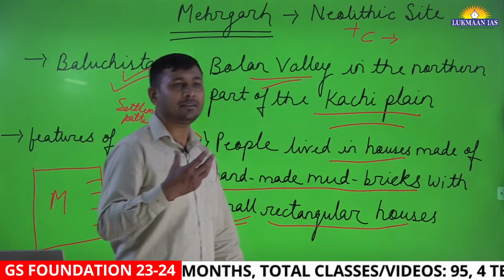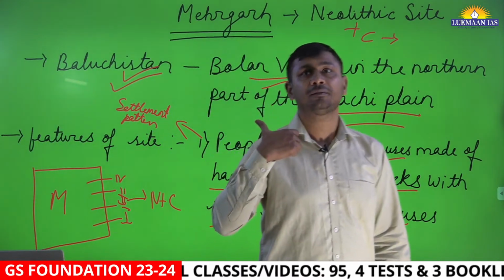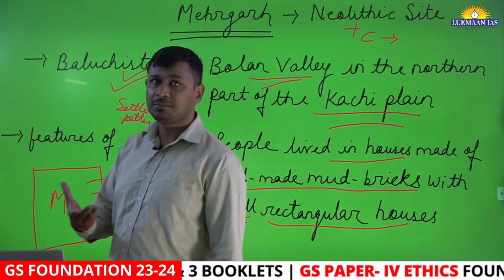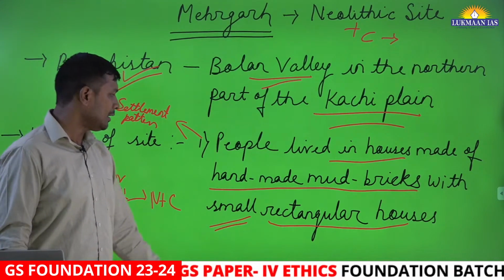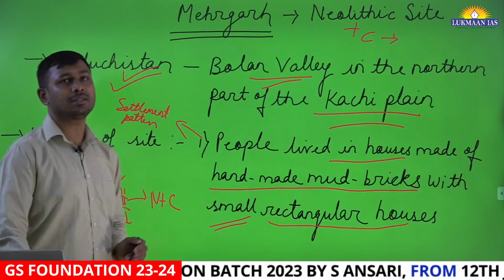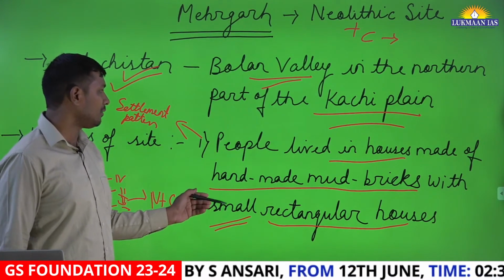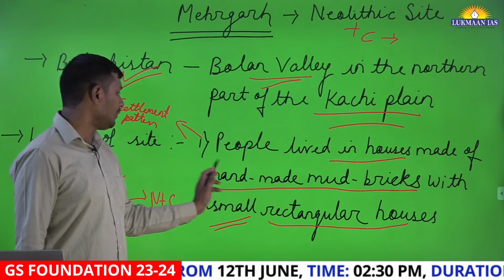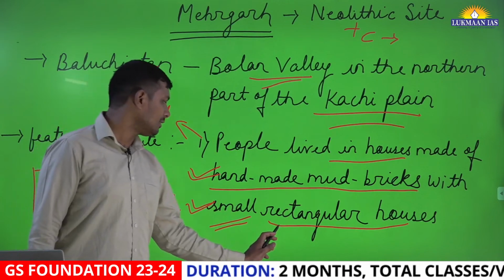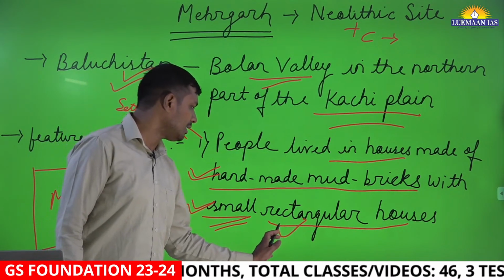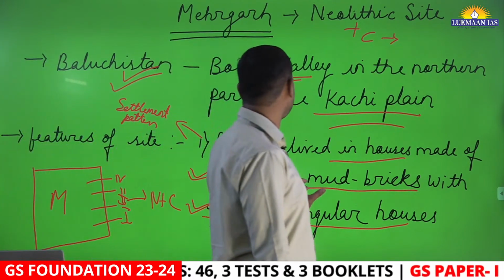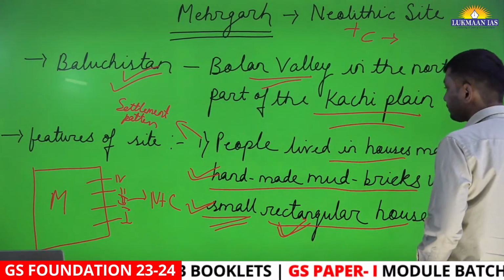That is the general size and shape. It doesn't mean we will not find any other sizes or shapes. But in general, whatever has been excavated shows that the majority of houses are handmade with mud brick, small in size, and generally rectangular in shape. These are some of the points you need to keep in mind about Mehrgarh.